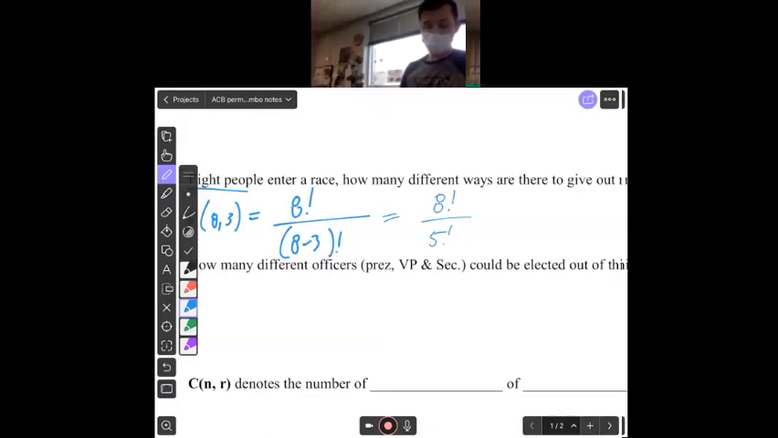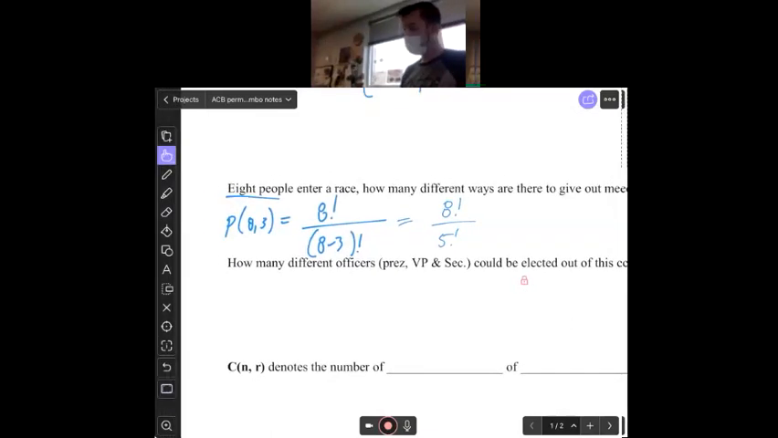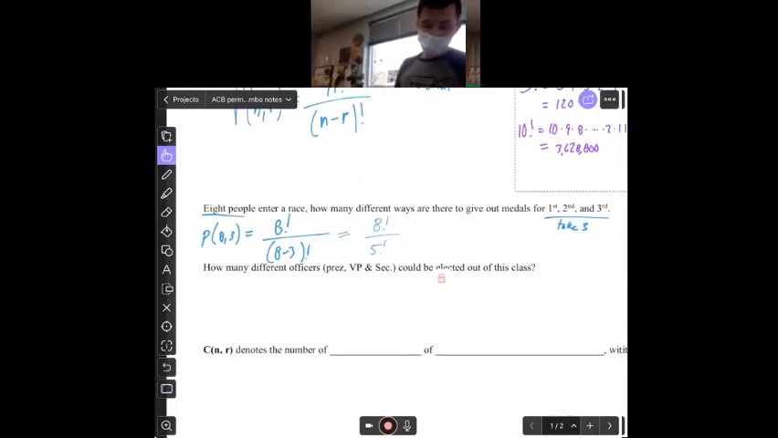So what is the permutations of 8 choose 3? You guys should all be practicing this, just like hitting those buttons, trying to eliminate those little button pressing errors you're going to run into as you practice. How many different ways are there to give out first, second, and third medals? 336?